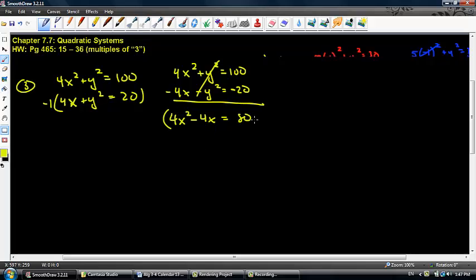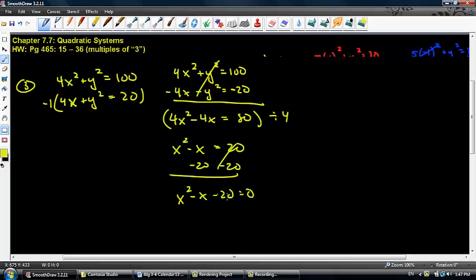I'm going to go ahead and divide everything by 4 to reduce this. I get x squared minus x equals 20. I'm going to subtract 20 from both sides. That is x squared minus x minus 20 equals 0. So this factors into x minus 5 times x plus 4. So x equals 5 and negative 4.